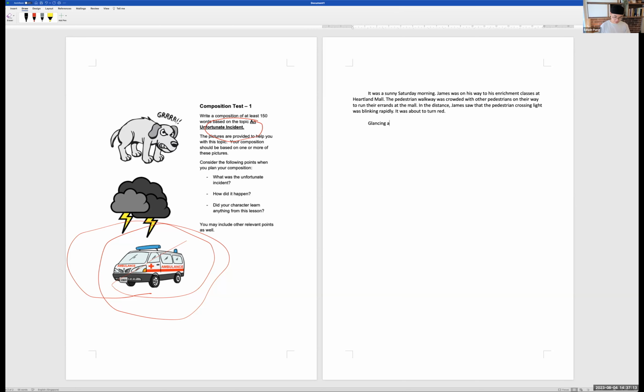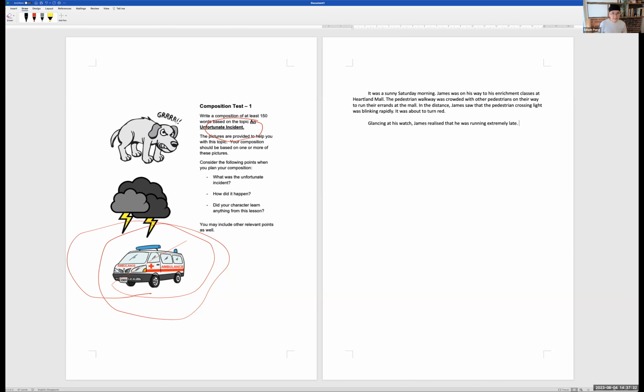Glancing at his watch. So this is my problem. James realized that he was running extremely late. Okay, so this is going to be the reason why James gets into an accident, because he is late, right? So he was running extremely late.